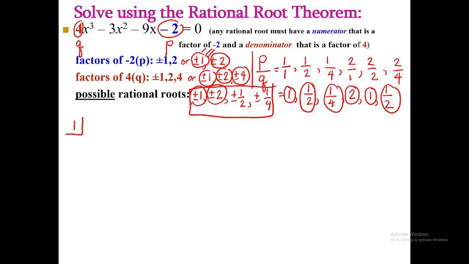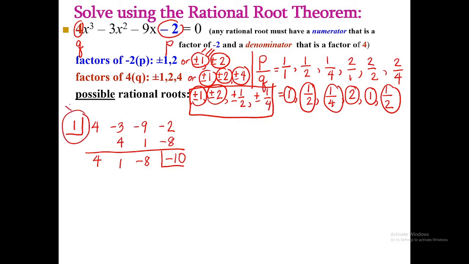What are your coefficients? Look at the given: 4, negative 3, negative 9, and negative 2. That's totally right. Let's do synthetic. Bring down 4. Multiply 1 and 4. Combine, that's 1. Multiply 1 and 1, that's 1. Combine, that's negative 8. Multiply, that's negative 8. Were you able to get a 0? No, sir. Therefore, I cannot use this as a root for our function.